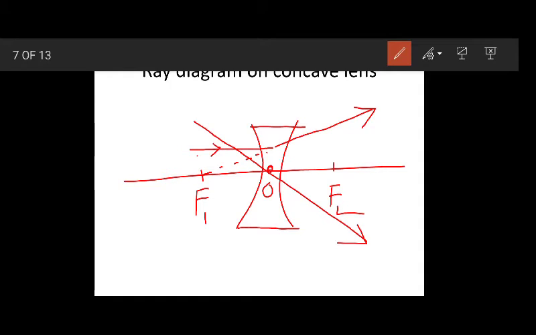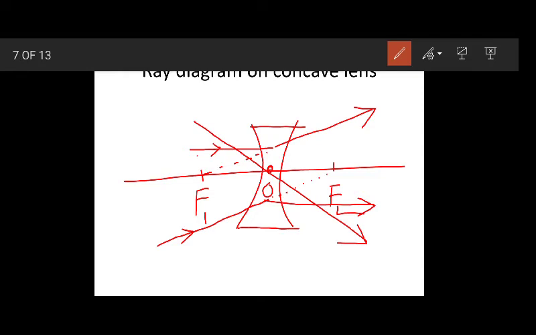And when light passes through the principal focus, I mean if you extend this line, it seems to go through the principal focus. After refraction it will be parallel. That is the ray diagram for concave lens.